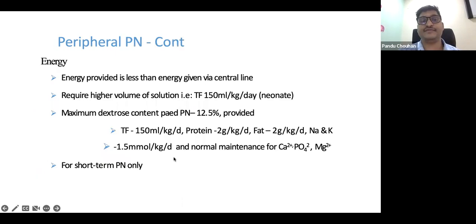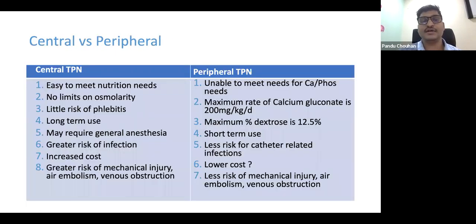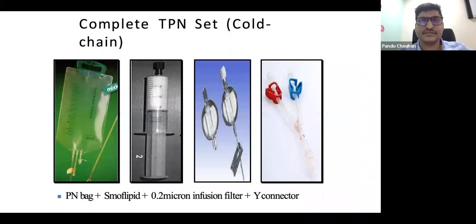When it comes to the central venous access, we can use high osmolarity. We can also do it when fluid restricted, for highly concentrated TPN, which leads to reduced volume of fluids. We can also use high osmolarity and dextrose concentration more than 12.5%. The TPN set is the bag, the syringe, and the filters. The European Society recommends usage of 0.2 micron infusion filters, whereas NICE does not recommend any filters.